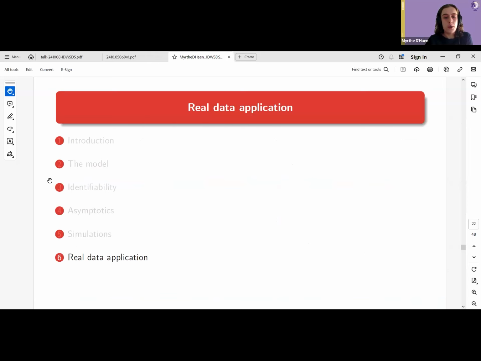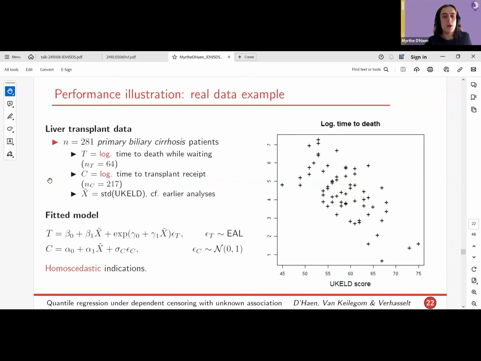So now finally, as promised, let us get back to the real data application. We work on the logarithmic scale now for the margins. And since only this Euclid score turned out to be significant, we also included only that one in our analysis.